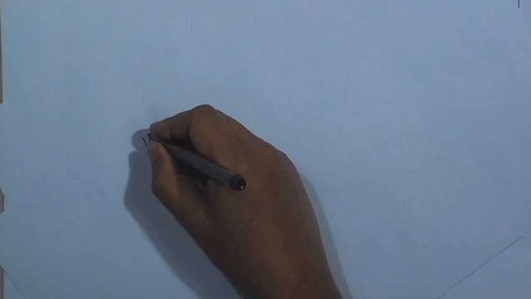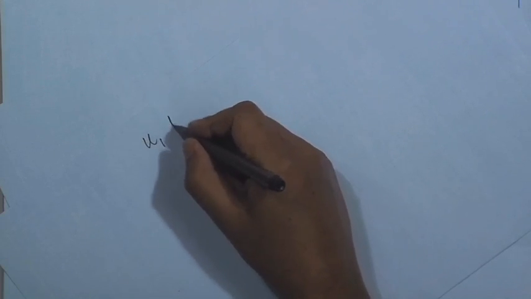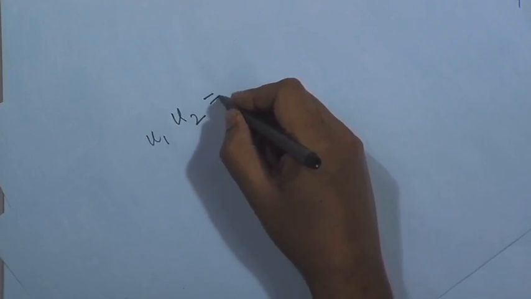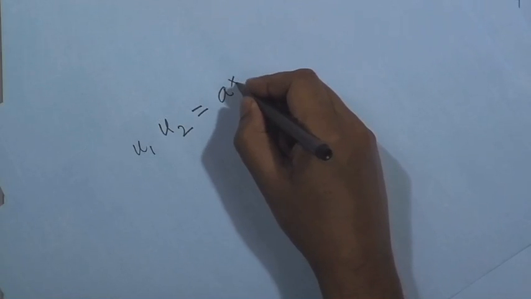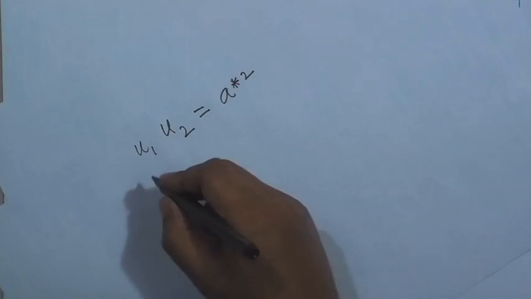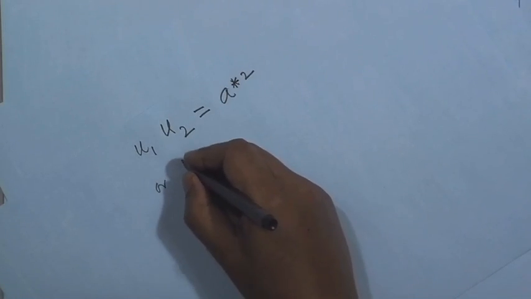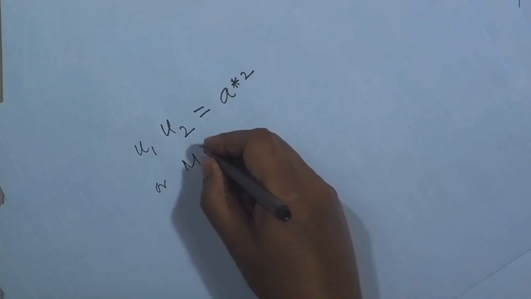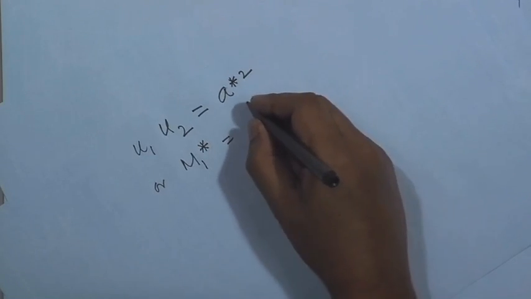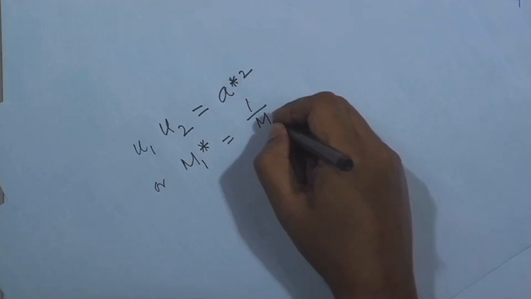So, continuing our discussion on flow through a uniform duct, we have seen that the flow velocity at the two stations 1 and 2 satisfies the relationship u1 u2 equals a star square, which can be written as M1 star equals 1 by M2 star.